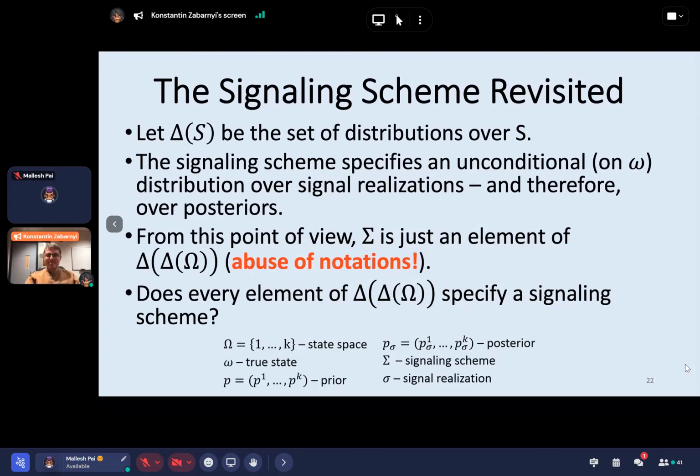Because, for example, if there is a positive probability that the student is bad, then of course it's not possible to implement a Zabarnyi scheme that will always induce a posterior that makes the company believe with probability 1 that the student is good, because there is a positive probability the student is bad.